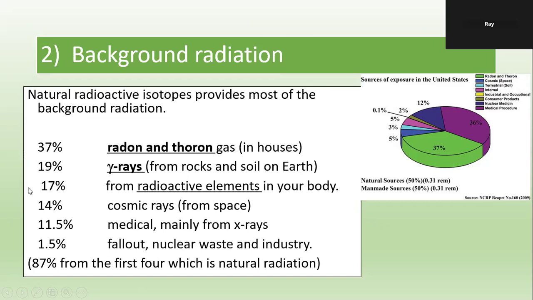So these four accounted for 87%. Natural one is about 87%. Different books will give slightly different numbers, but don't have to worry. Then know that the main ones will be radon and thorium, and then gamma ray. Radon is more dangerous because it is radioactive and it can migrate to long distance.